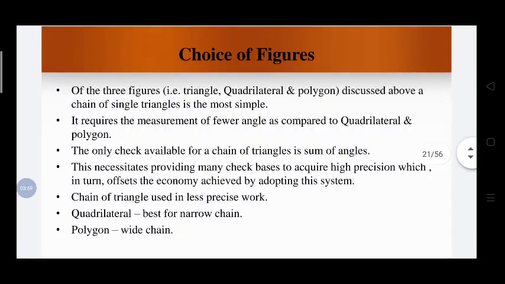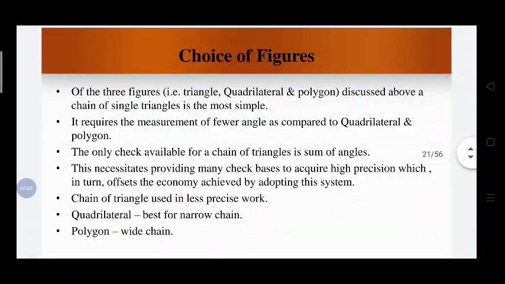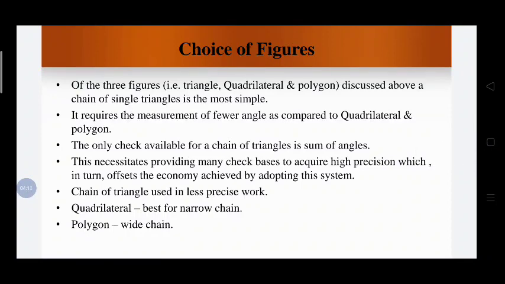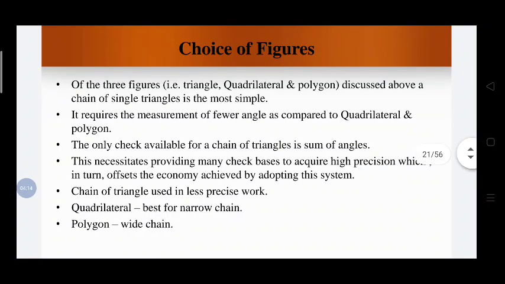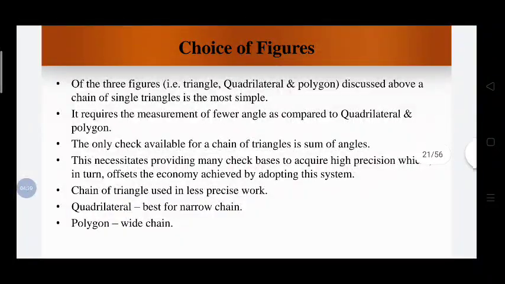Choice of a figure: as we have seen, there are different figures such as triangle, quadrilateral, brace, polygons, the pentagon or hexagon. So how do we decide the choice of a figure? A triangle is more convenient. It is easy, and the survey work is quick in case of triangles, but the chain of triangles is less precise. Quadrilateral is best suited for a narrow chain, and polygon for a wide chain. Polygon in case of vast areas, as we have seen, spreading in all directions. Quadrilateral is best suited for a narrow chain in case of hilly areas.